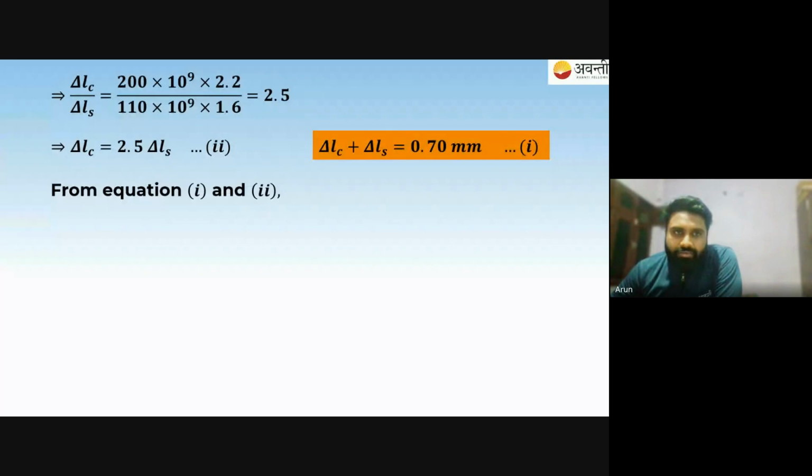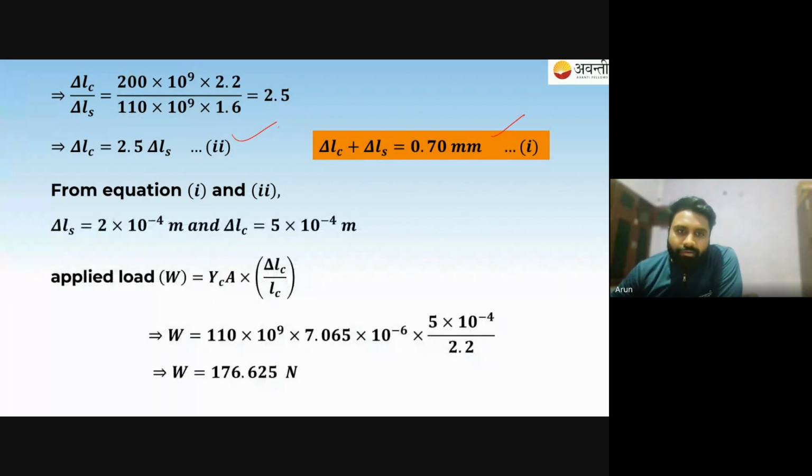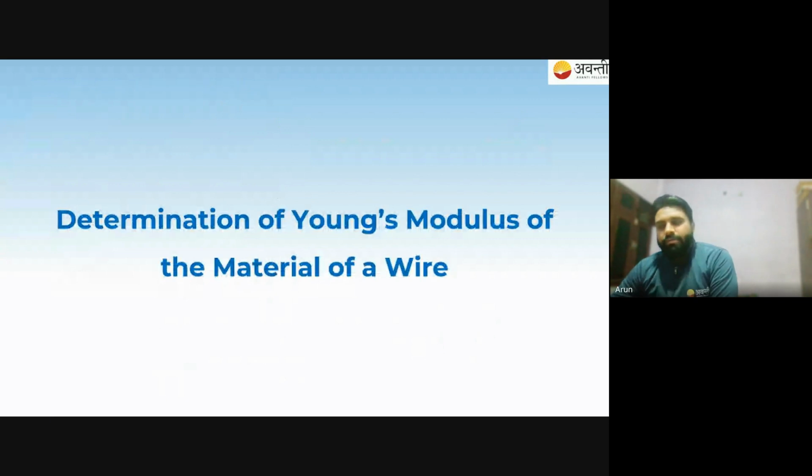Now, one of the equations is this, and the other equation we have already given. So with two equations and two variables, we can calculate the values of delta L_C and delta L_S, and based on that we can calculate the value of the applied load, which is 176.625 Newton. Now, this is a very important concept, and you must pay attention to this, because it is in your practical and also in your JEE Main syllabus.